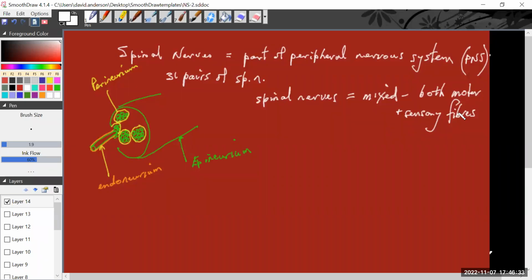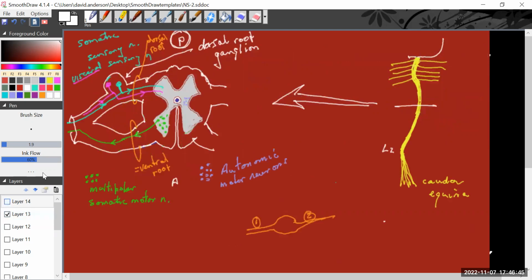If they're sensory, they're probably dendrites heading back towards those cell bodies that we saw over here, these cell bodies right in here. So when they're coming this way, they're coming towards the cell body, they're dendrites by definition. When they leave the cell body, they're axons.